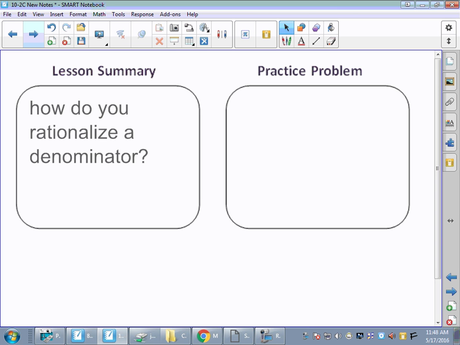So your summary: how do you actually go about rationalizing a denominator? What's the process? What do you do? Just in words, what do you do to the fraction or the numbers? And then I want you to simplify the square root of 5/10. Good luck.